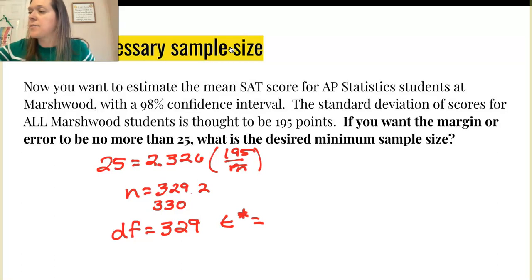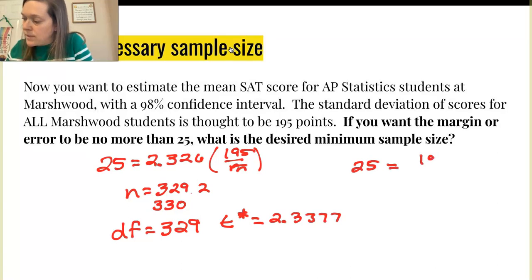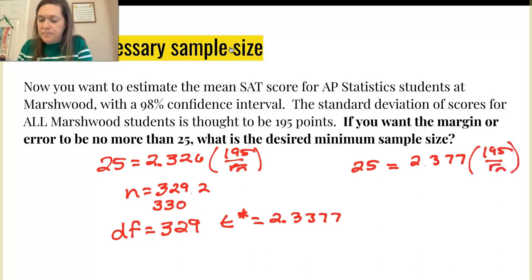My t-crit value on that would be, so 98, right? 98, so 0.01. 329 gets me a t-crit value of 2.377. So now when I do 25 is equal to, oops, I forgot my 2.377 times 195 over the square root of n.